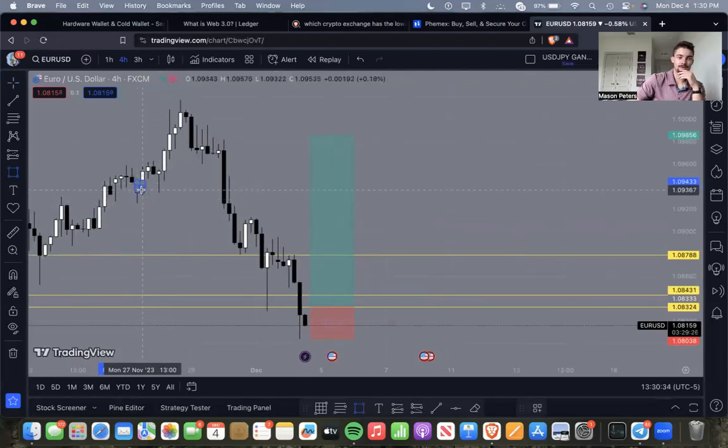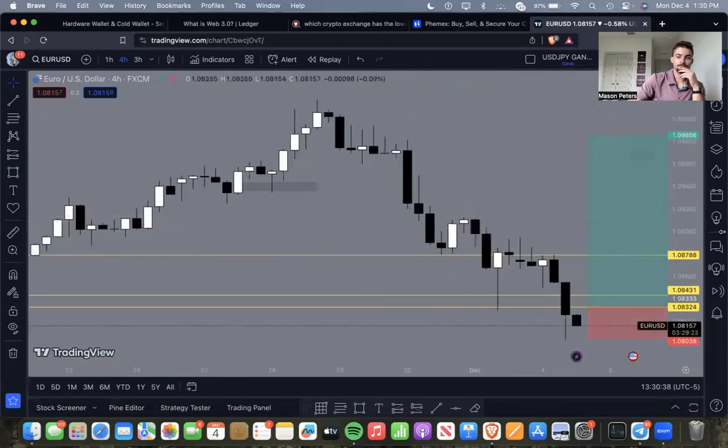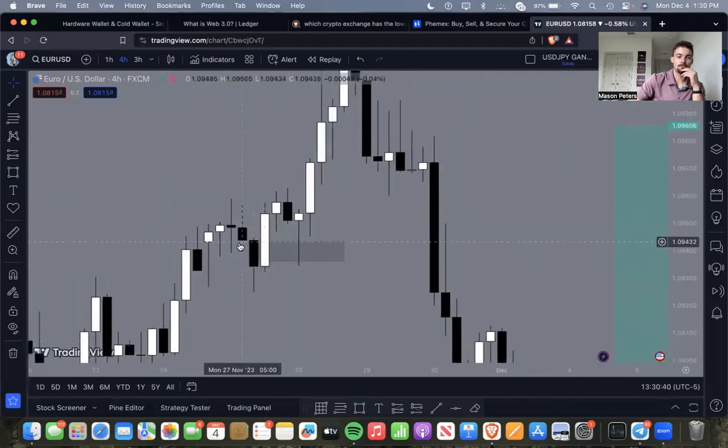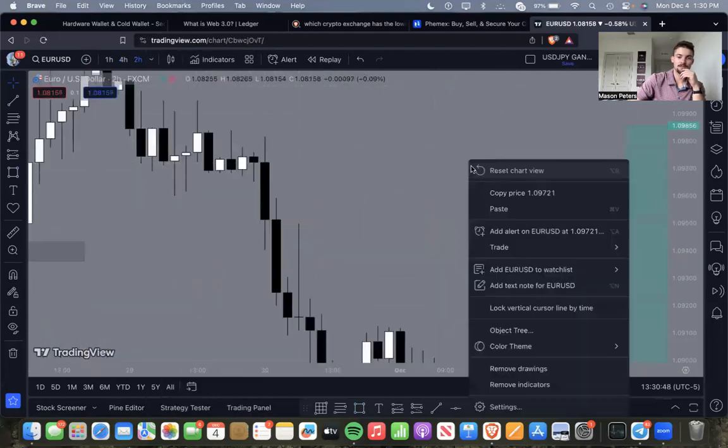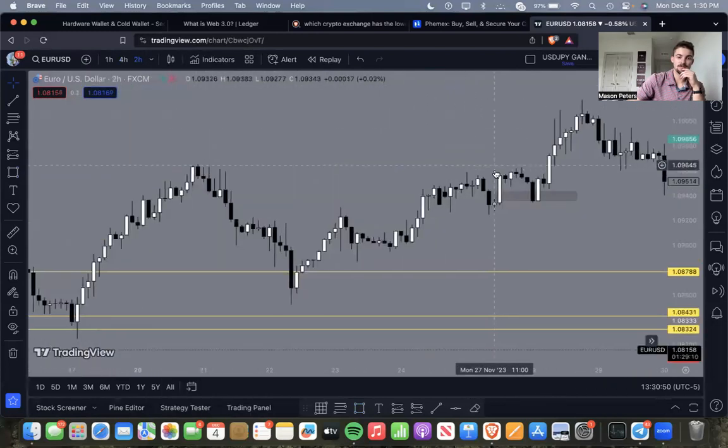This right here is a pretty good order block. You guys see that? Okay, we have a small bearish candle followed by an engulfing bullish candle. Notice the wick that comes back and fills price. Let's go down to the 2 hour and see if we can see anything else right there.